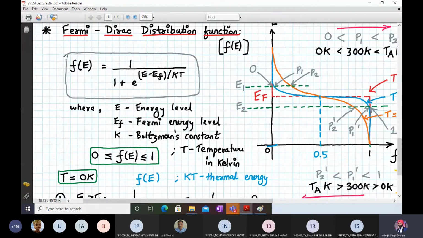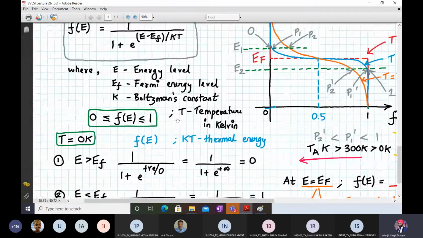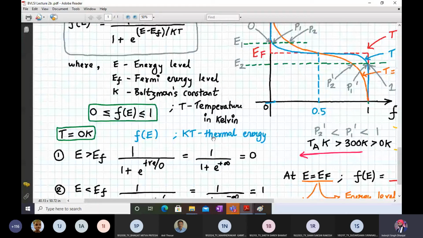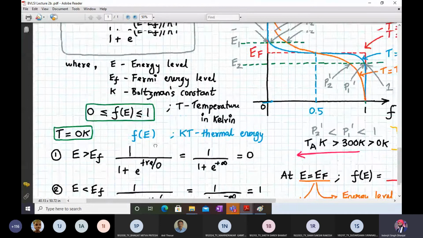Okay. Now, since f of E is a probability, so probability is always between 0 and 1, correct? So either it can be 0, or it can be 1, or it can be between 0 and 1. So the probability of finding an electron can be 0%, or the probability of finding an electron at the Fermi level can be 100% also. So f of E, we have kT, which is the thermal energy. T is the temperature in Kelvin.